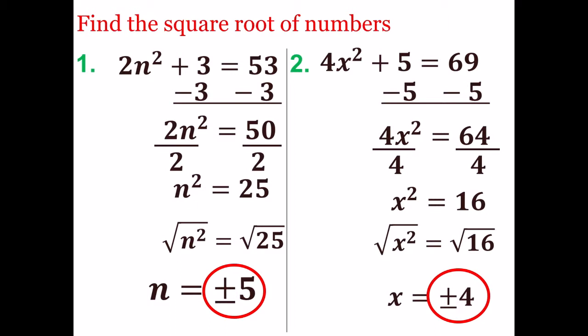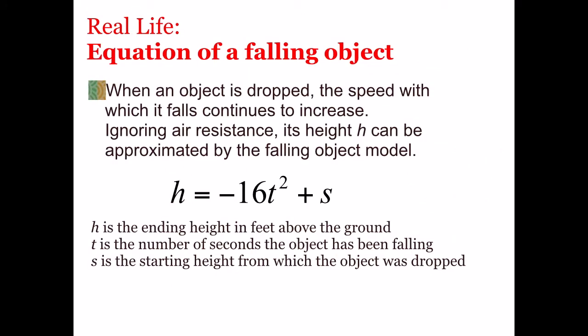All right, now we're going to bring in some real-life equations of these exact style ones that we've been doing. It says an object is dropped. The speed which it falls continues to increase, ignoring any sort of air resistance. Its height h, so this is what h equals, and this is the height, can be approximated by the following falling object model. All right, h is the height in feet above the ground.